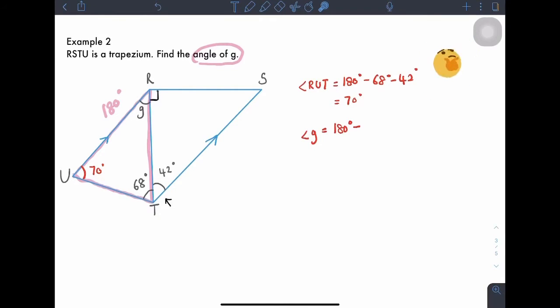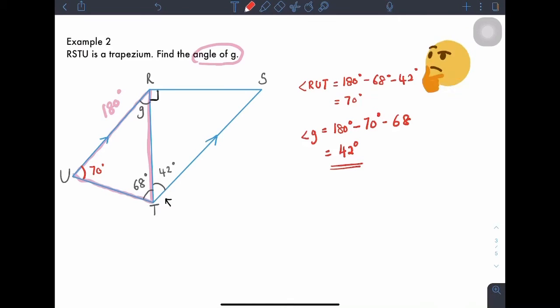180, right? So to get angle G, we simply take 180 minus 70, and then minus 68. So 180 minus 70, and then minus 68, right? So you will get the angle of G is 42 degrees. So this is the answer for example 2.